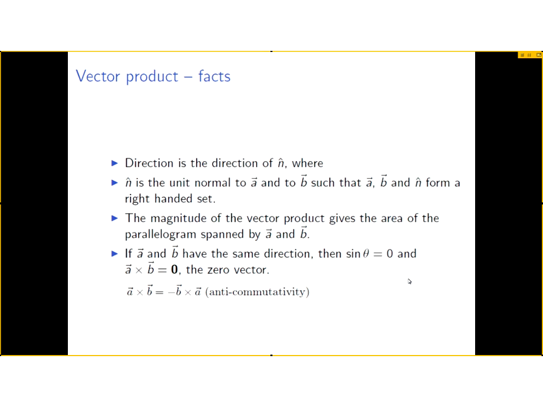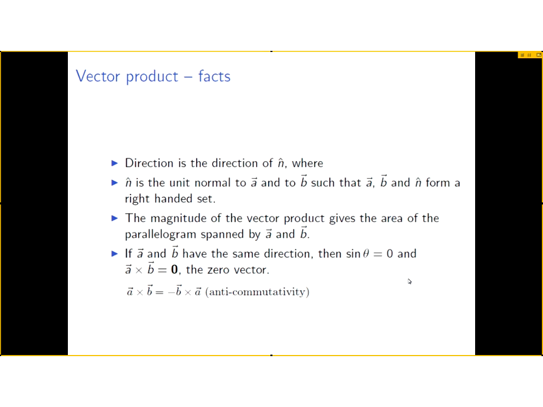So the direction is in the direction of n, where n is a unit normal to a and b, such that a, b and n form a right-handed set. Anywhere you have the thumb of the right hand, it means the normal vector goes in that direction. The magnitude of the vector product gives the area of the parallelogram spanned by A and B.